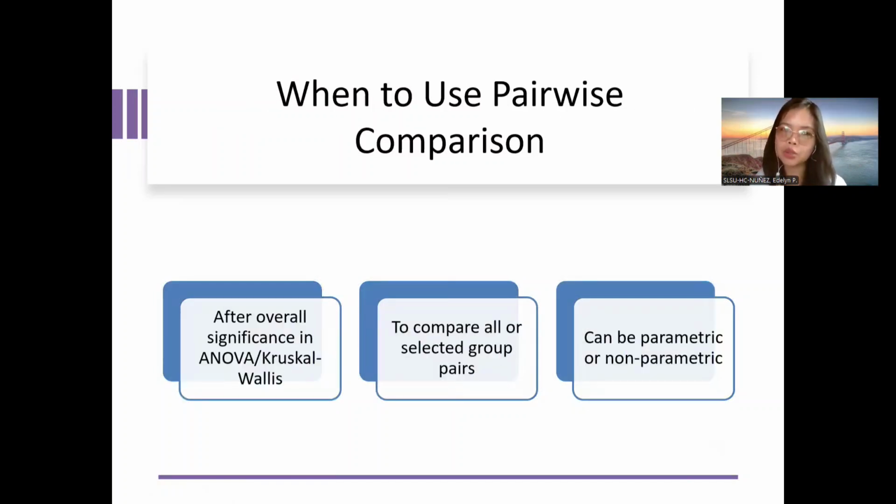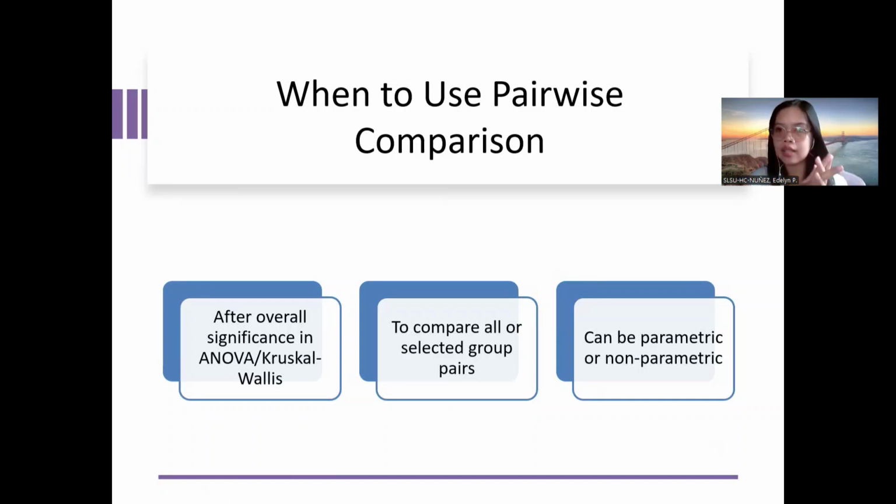Another one. When to use pairwise comparison? After an overall significance in ANOVA or Kruskal-Wallis. So during your ANOVA test, either two-way or one-way, but in this discussion, we're just using the one-way ANOVA. So if there is a significant difference among the groups or among the treatments, we will use pairwise comparison. It is used to compare all groups or selected pairs of groups.